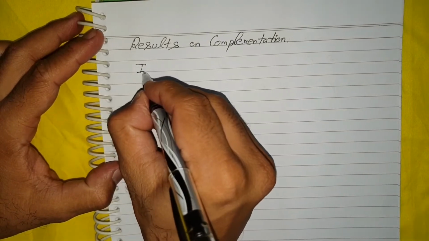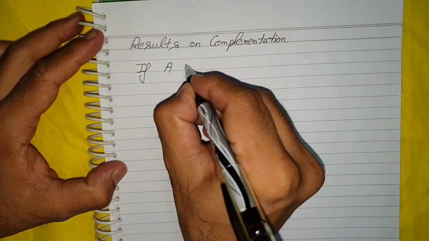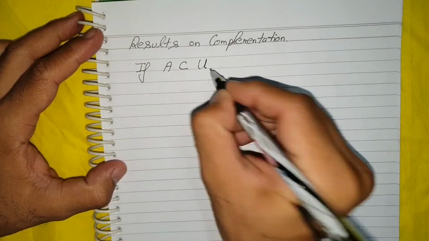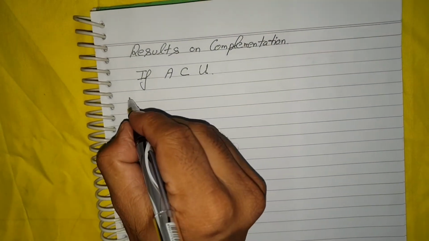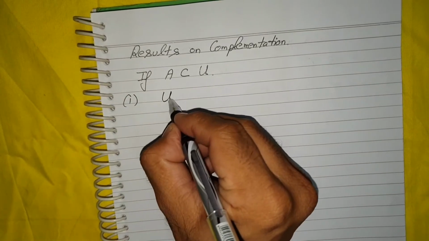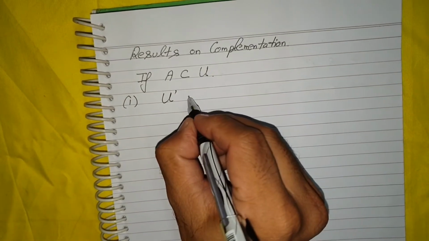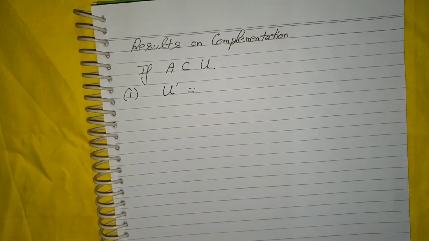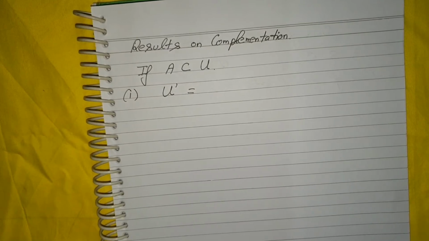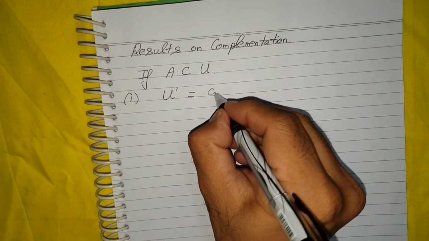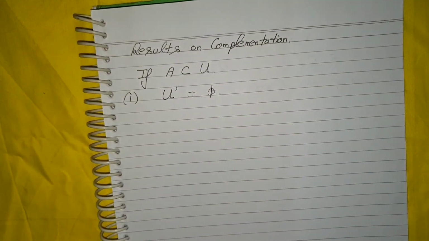Now here are the results on complementation. If A is a proper subset of the universal set, actually these laws you should memorize. The first point: if you take U dash, what is this U dash? U is a universal set. Dash, or complement, means we are removing all the elements. So what we will get? We will get phi, which is an empty set.